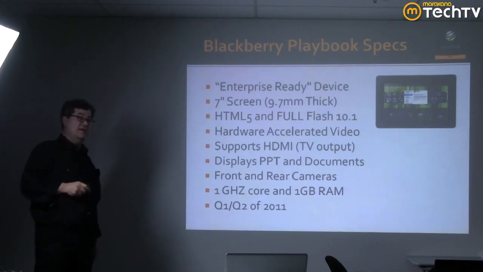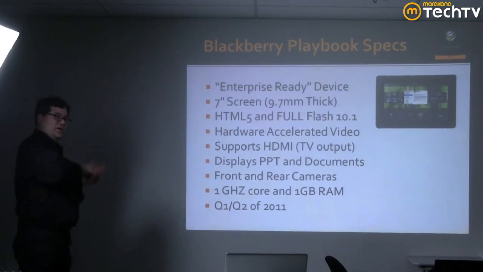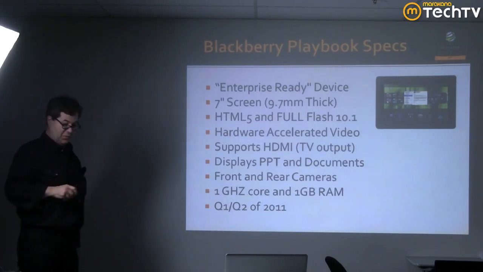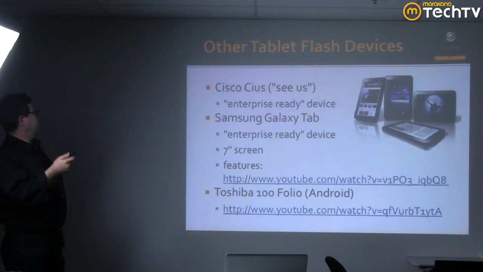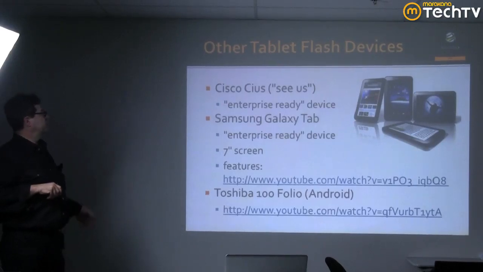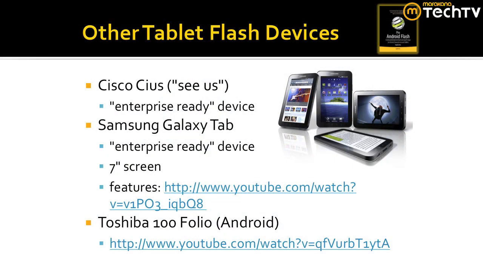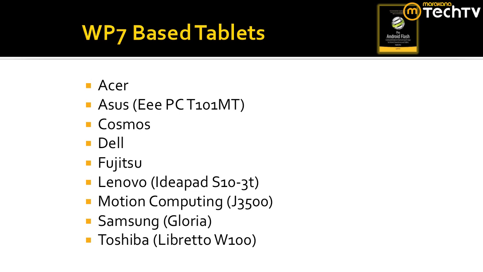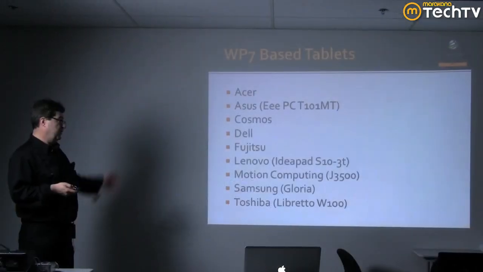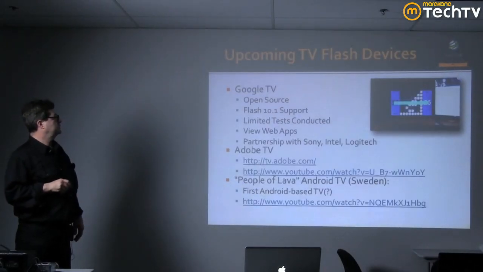We're actually looking forward to that so that we can write some code to run on a PlayBook, which we can also include in the chapter in the book. A couple of other devices: Cisco, which is an enterprise device, and Samsung Galaxy Tab, another device that we're looking at, the Toshiba. And in case you were wondering, Windows Phone 7 based tablets, there are at least 8 or so. These were recently announced at the CES conference, I believe.